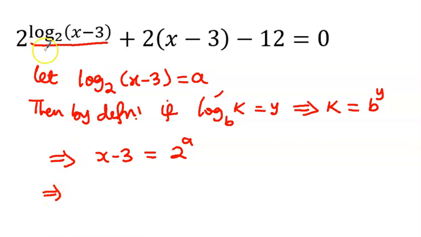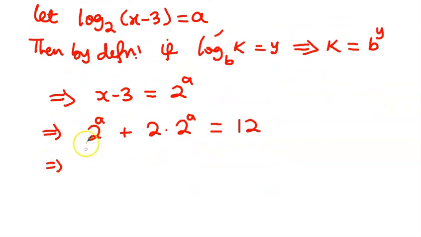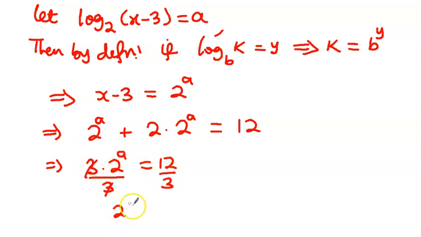We said that log to the base 2 of (x minus 3) is equal to a. So 2 raised to the power a plus 2 times 2 raised to the power a is equal to 12. We are sending 12 to the right hand side. So there is 1 here, so we have 3 times 2 raised to the power a, which is equal to 12. We divide both sides by 3. We have 2 to the power a is equal to 4.